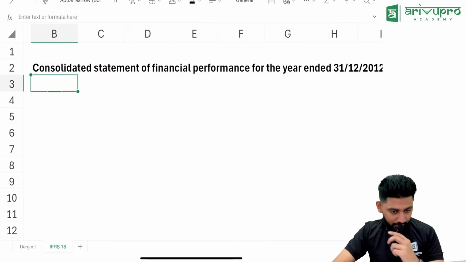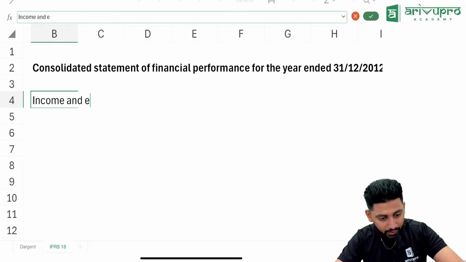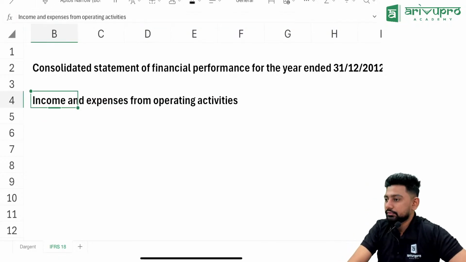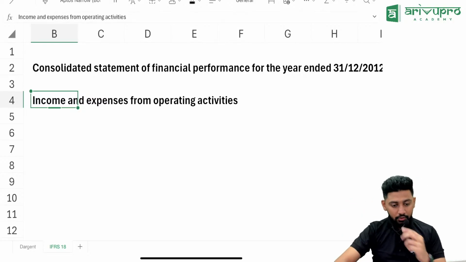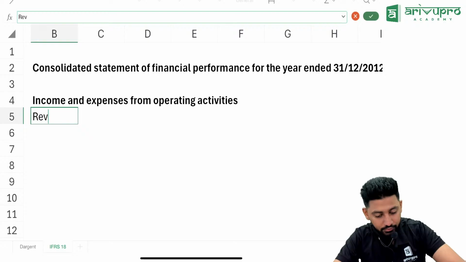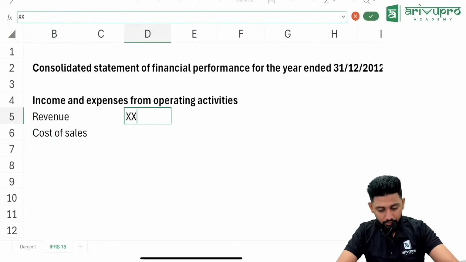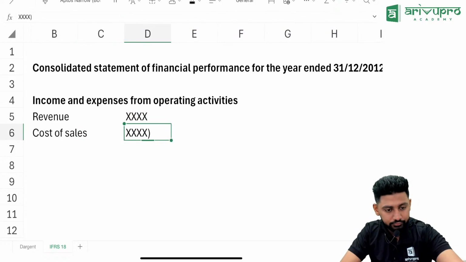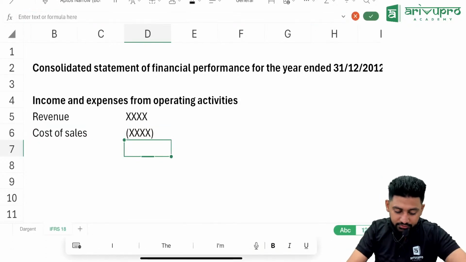Below that we are looking at the statement of profit or loss. Number one, category: income and expenses from operating activities. Are we clear? So we are showing our operating activity separately. Below operating activity, what do you have? Revenue, cost of sales. Are we clear? So you will take your revenue and your cost of sales.